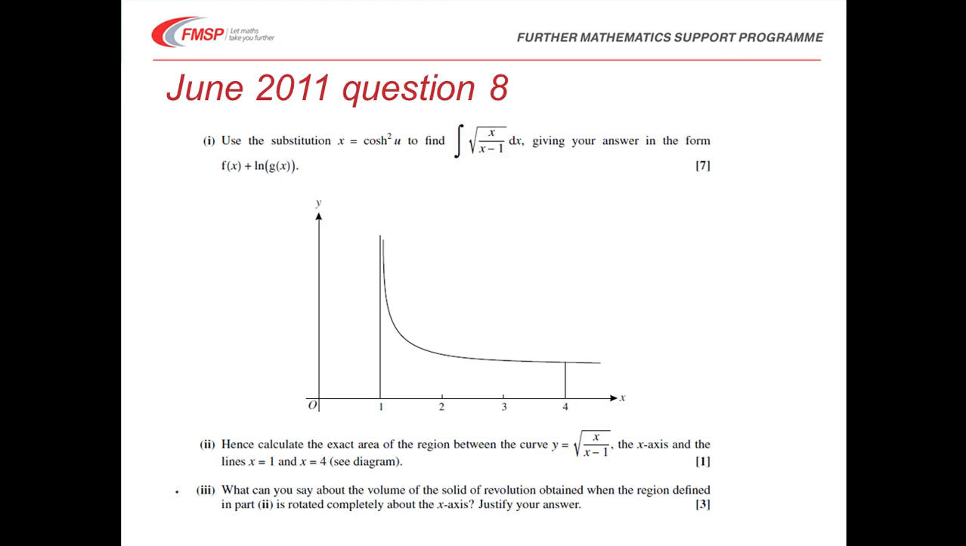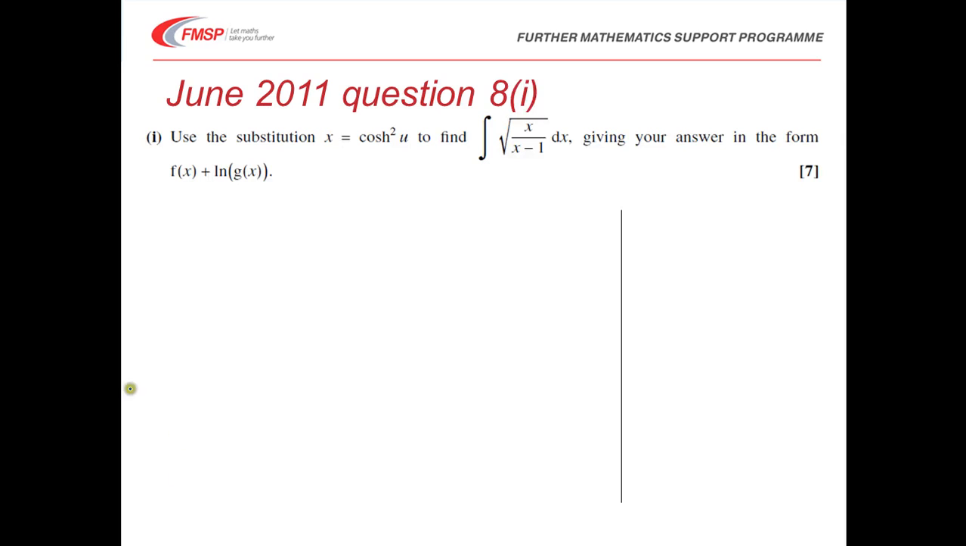And then in part 3, what can you deduce about the volume of solid of revolution obtained when the region defined in part 2 is rotated completely about the x-axis? Justify your answer. So it's a question worth 11 marks. So let's have a look at part 1 first of all.